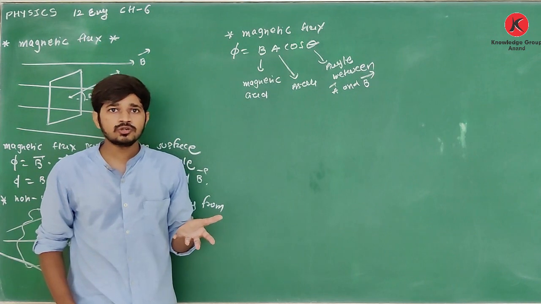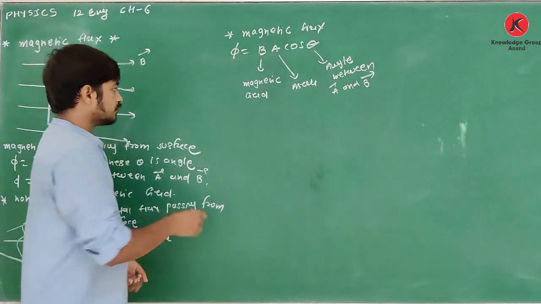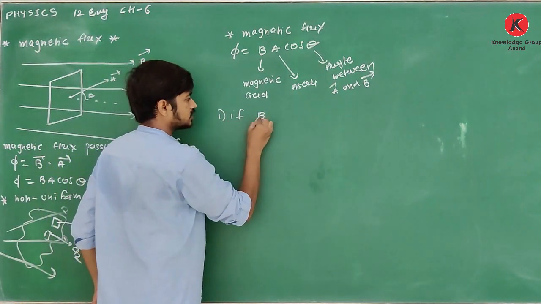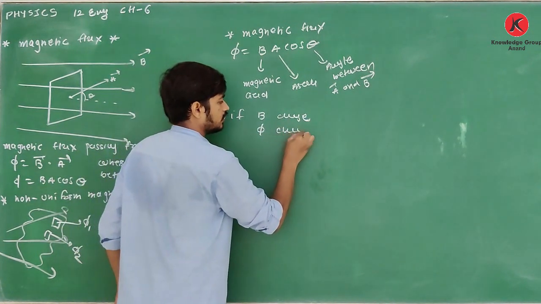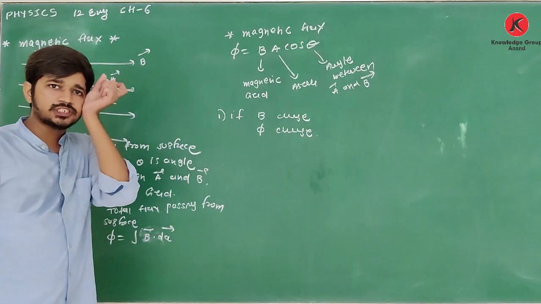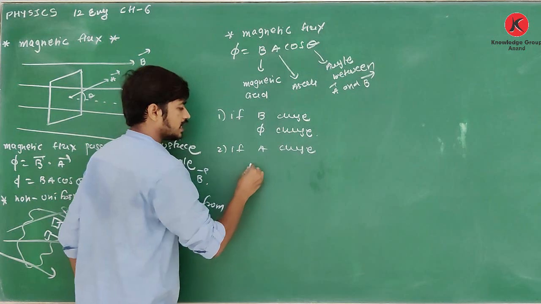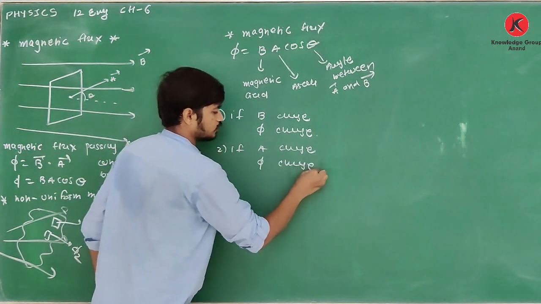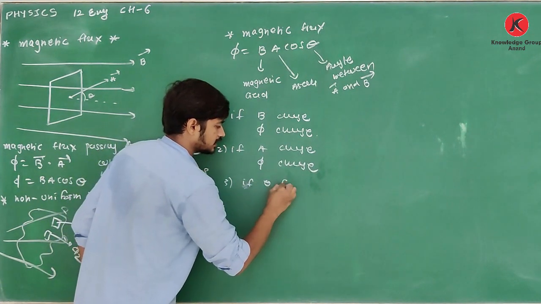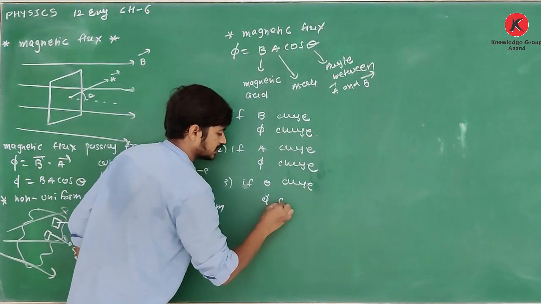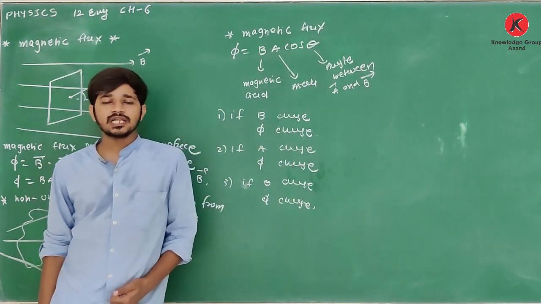Yes or no? Yes, if magnetic field B changes, then flux changes. If there is change in B, phi also changes. Second, if there is change in A, then also there is change in phi. Third case, if theta, that is the angle, changes, then yes, there is also change in flux. Clear about this?